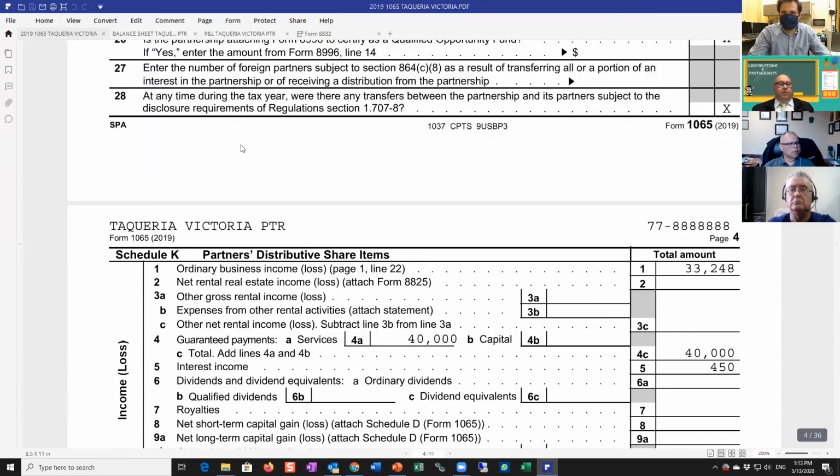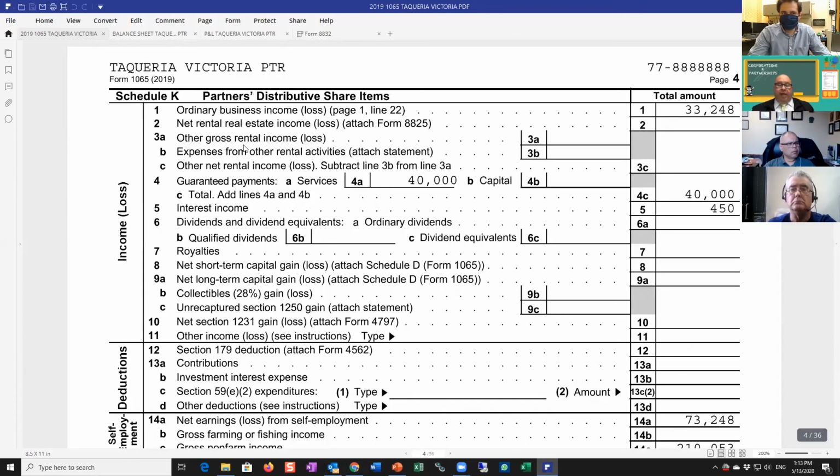Let me see here. Then we go into Schedule 1 and Schedule K. Now, Schedule K is pretty much how we're going to summarize what is going to get reported on the K-1s.